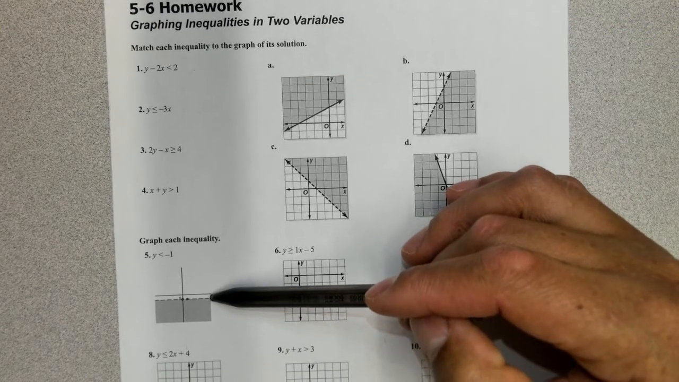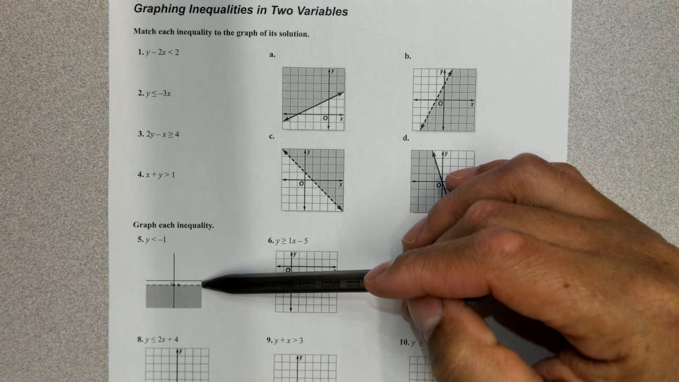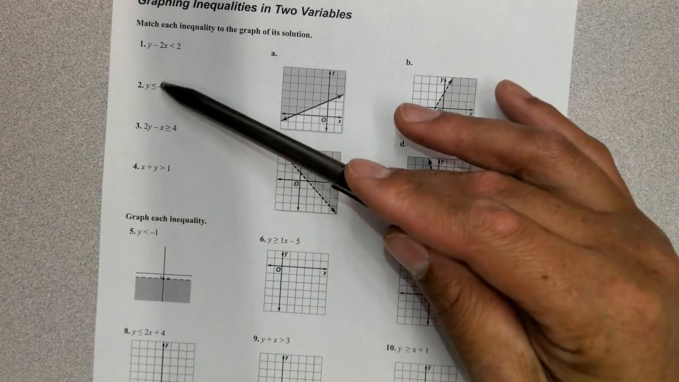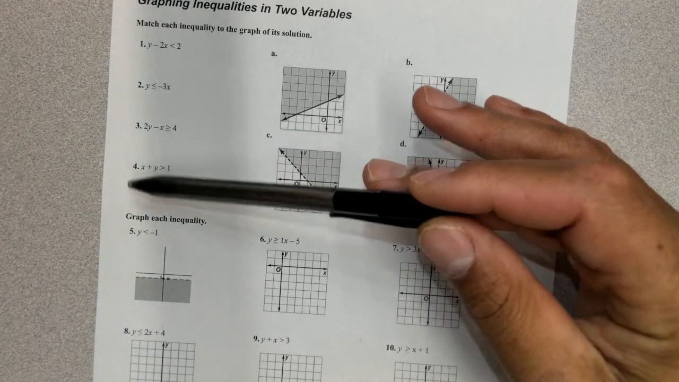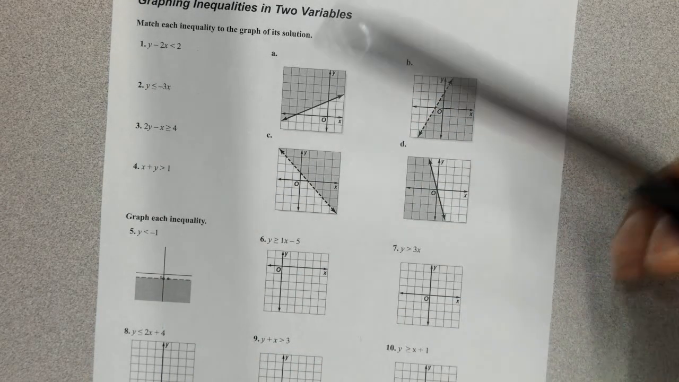That's interesting. Number 5 is apparently already done for you. We'll see if I can fix that. But anyway, with these ones, y is not by itself. And so with y not being by itself, it becomes a lot harder to graph. These are already graphed for you, though.